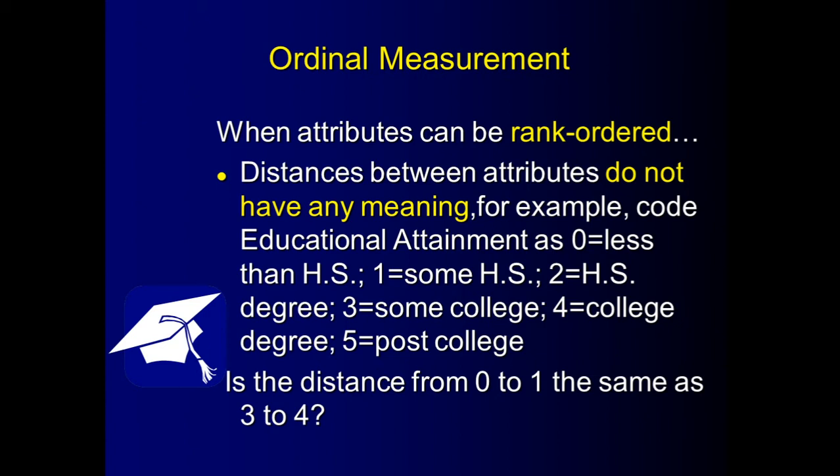You cannot find fixed intervals. The values are mutually exclusive. First ranker, second ranker. First ranker cannot be second ranker. Second ranker cannot be third ranker. They are mutually exclusive. That is what we call equivalence. But they don't have equal spacing or fixed interval.